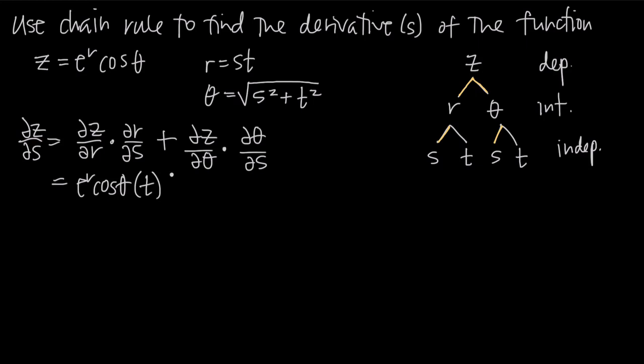Then we have to add to our result the partial derivative of z with respect to theta. So we come back over here to z. E to the r is going to be like a constant coefficient, and the derivative of cosine of theta is negative sine theta. So the derivative of z with respect to theta is going to be negative e to the r sine theta, and we'll put parentheses around that because of the negative sign.